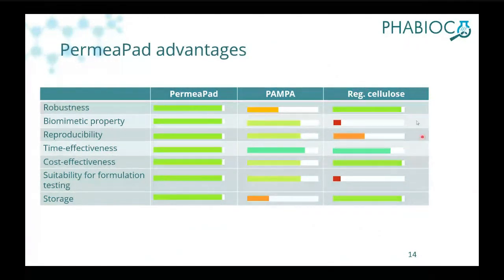The regenerated cellulose I also reported in this table, but as I said, this is not a biomimetic barrier, and also the reproducibility is very low. The standard deviation is generally very high, and it is not very suited for formulation testing, as also PAMPA will be degraded most often by excipients, whereas the PermeaPad sustains testing of such enabling formulations.